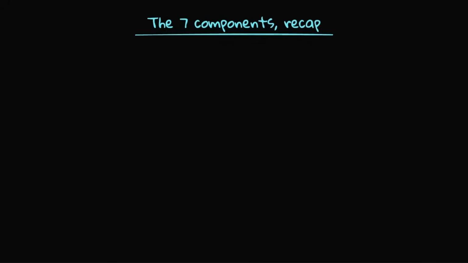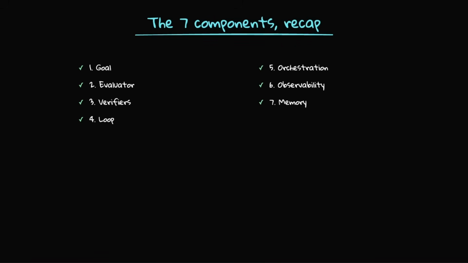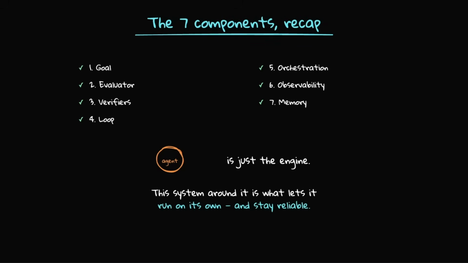Okay, so here's a quick recap. The 7 components are a goal, an evaluator, a verifier, a loop, orchestration, observability, and memory, and the agent itself is just the engine. It's the whole system around it that lets it run on its own and stay reliable. If you're building long-running agents, simply start with these 7 different components.